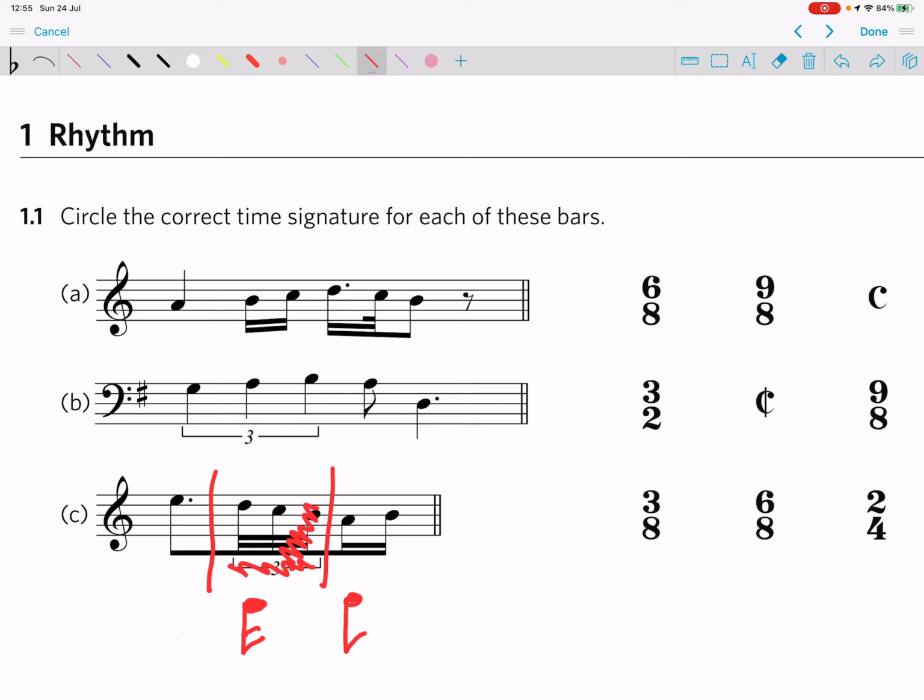And let's have a look and see what we've got at the beginning. We've got a dotted quaver, so that's like a quaver. And then a dotted quaver would be a semiquaver. That's right. So now if we add up what we've got left there, we've got 1 quaver, 1 quaver, 1 quaver. So that should give you the answer as to what that is.